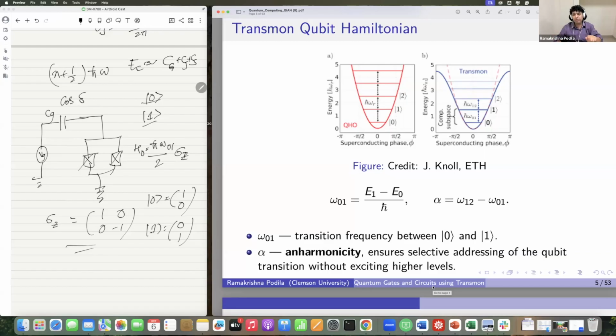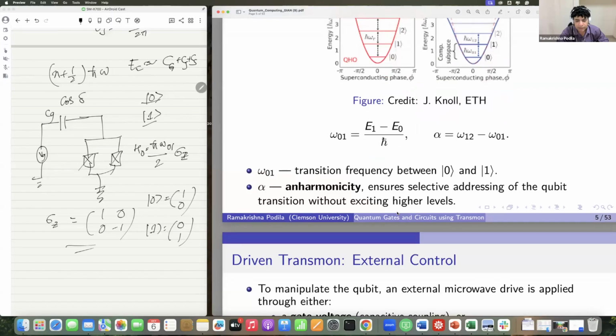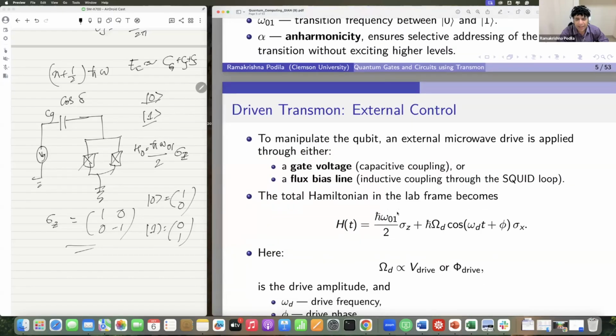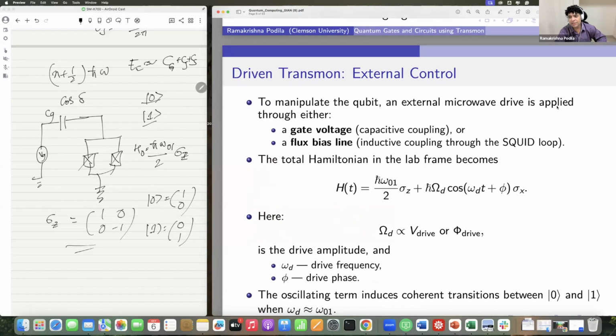So when you apply a microwave pulse, you're not sure whether you're going from 0 to 1 or 1 to 2. You see what I'm saying? So you do not know how you are initializing it. So we want this omega 12 to be much greater than, or very different from, omega 01, right? So how do we actually drive this transmon?